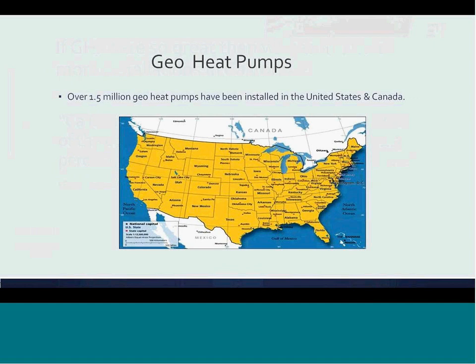Over 1.5 million geoheat pumps have been installed in both the United States and Canada, but fortunately not too many in California yet. And if you do the math, that ends up being 34,500 heat pumps in California.